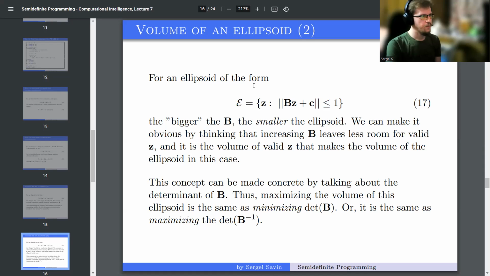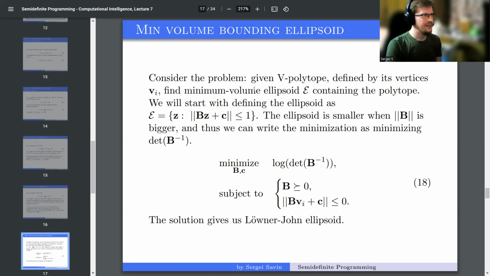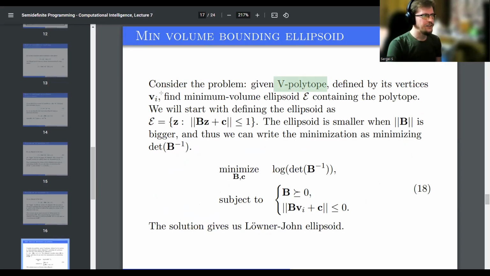Good. Now, let's consider the first practical application of all of this random knowledge that I brought you. That's actually extremely useful, or at least quite useful, let's say. So given a V-polytope defined by its vertices Vi, find a minimum volume ellipsoid E containing this polytope.